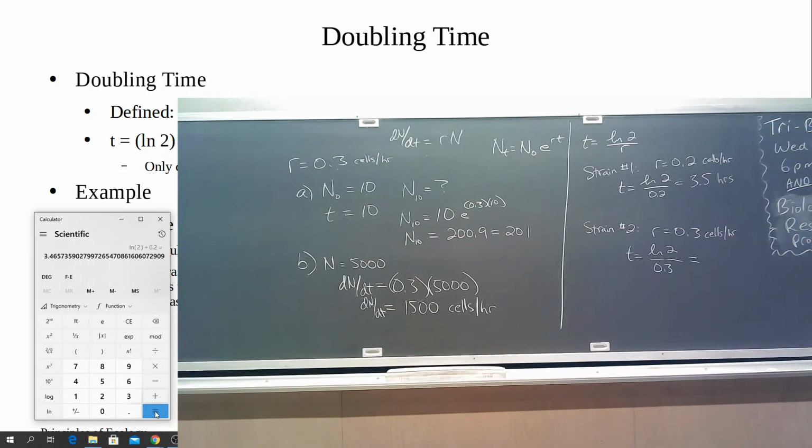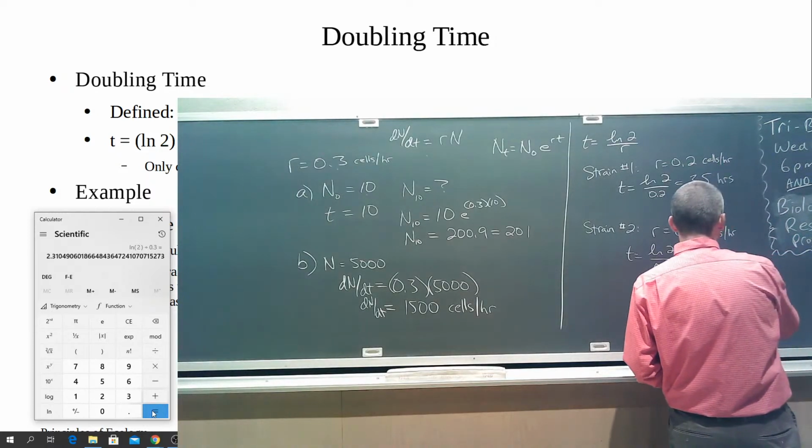Strain 2. Go out to my calculator. Natural log of 2. Not every calculator is like that, by the way. My calculator, I can hit ln and then the 2, but some of them, you have to hit the number and then ln. I guess it depends on what brand you have. Anyways, it's natural log of 2 divided by 0.3. We'll say 2.3 hours.